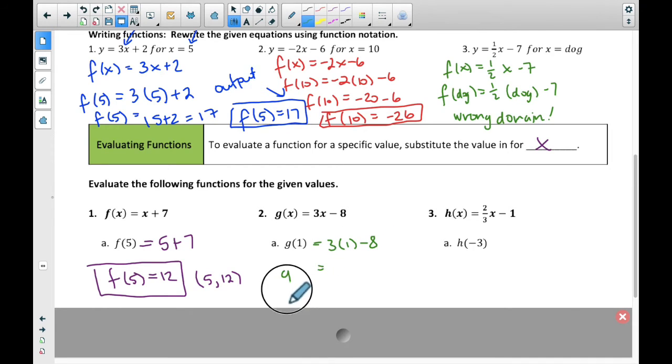We could simplify that and say that g of 1 is -5. And that's our final answer. Once again, if we wanted to, we could say 1, -5. Put in a 1, you get out a -5.